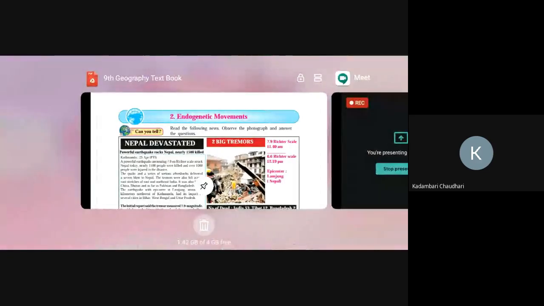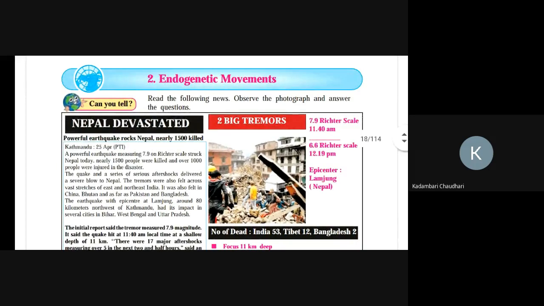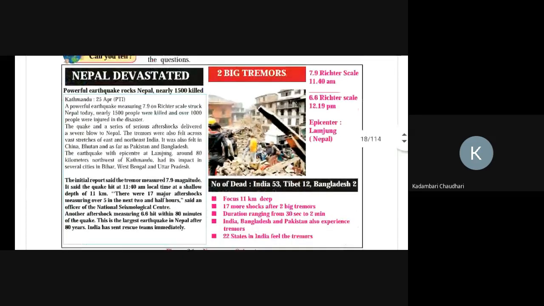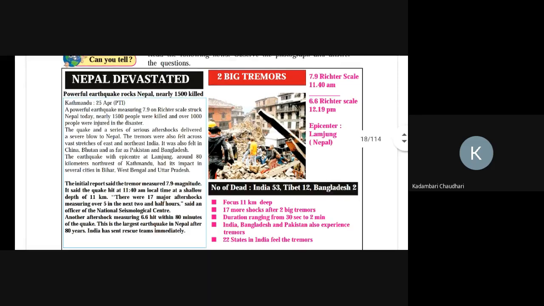Okay. Now guys, see this presentation. Now read the following news, observe the photograph, and answer the questions. So basically, this is a news article. And in the news article, we are going to read it, and based upon that, you have some questions below. We will just discuss these questions. Now see, Nepal devastated. Devastated मतलब, udhvast we can say.